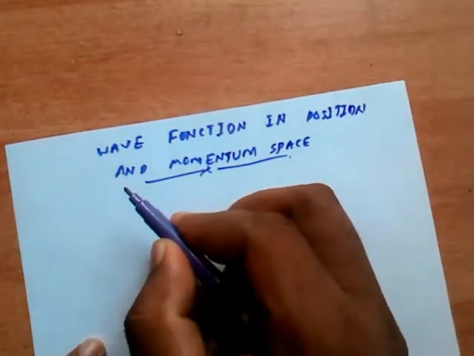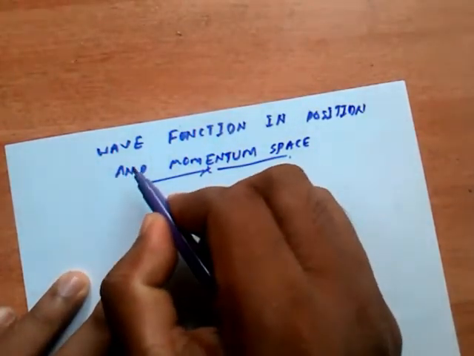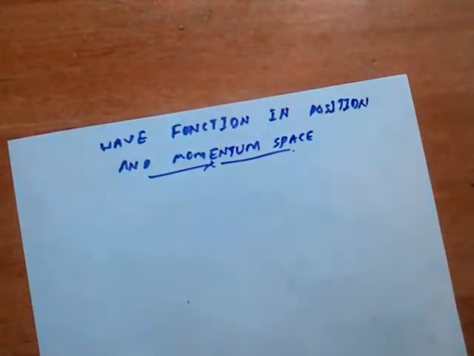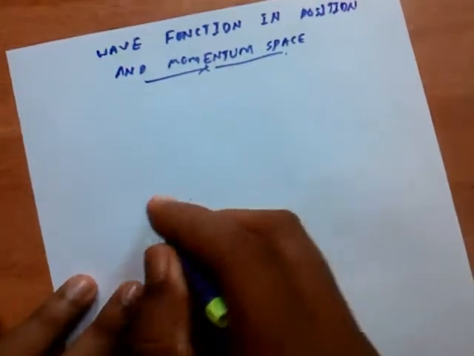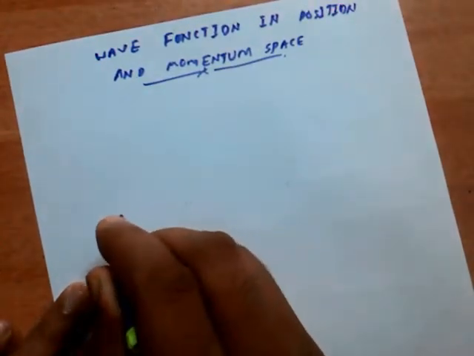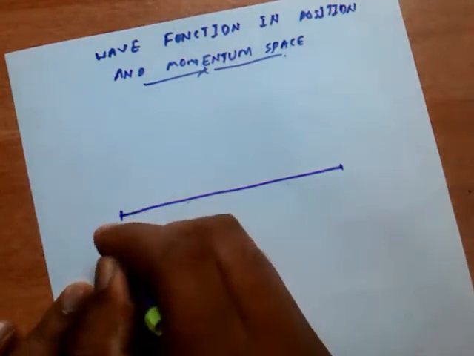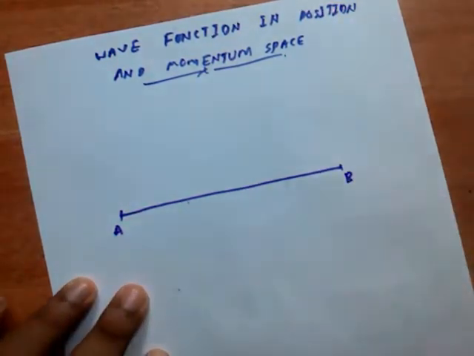Let us discuss wave function in position and momentum space. Consider an athlete in a 100-meter race. This is the starting point and this is the finishing point.